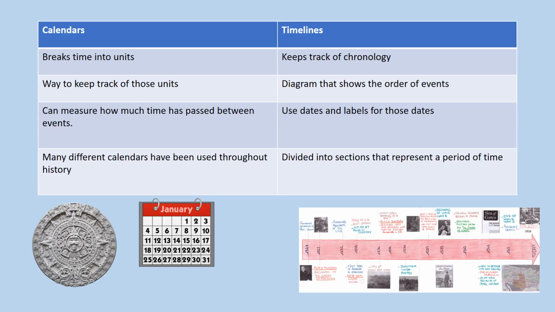A timeline is a way of keeping track of the order of events, or chronology. It uses dates and labels. It's divided into sections that represent a period of time. And below is an example of a timeline that a student drew.